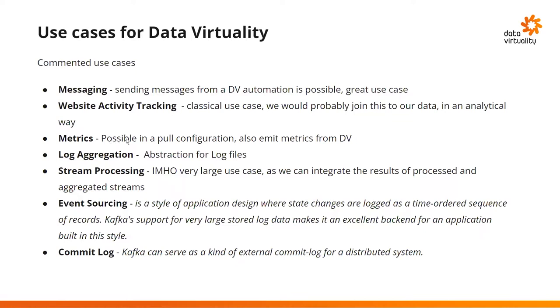Metrics are possible in a pull configuration, so we can pull things like the events that happened in a set of machines, and we could also emit metrics from DV. We have our own measurements, the query performance log, for example, where we can send performance data somewhere else, to a central entity that would be looking at the general health status of all of them. Log aggregation, so abstraction for log files. Not sure if I see much of that.